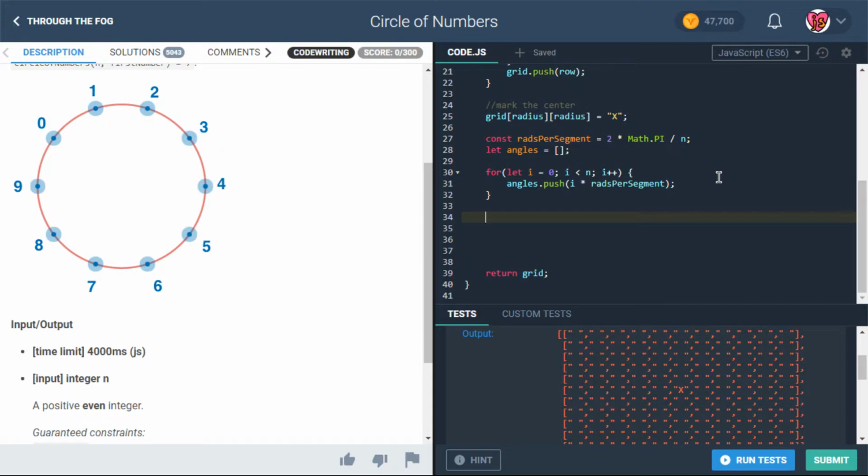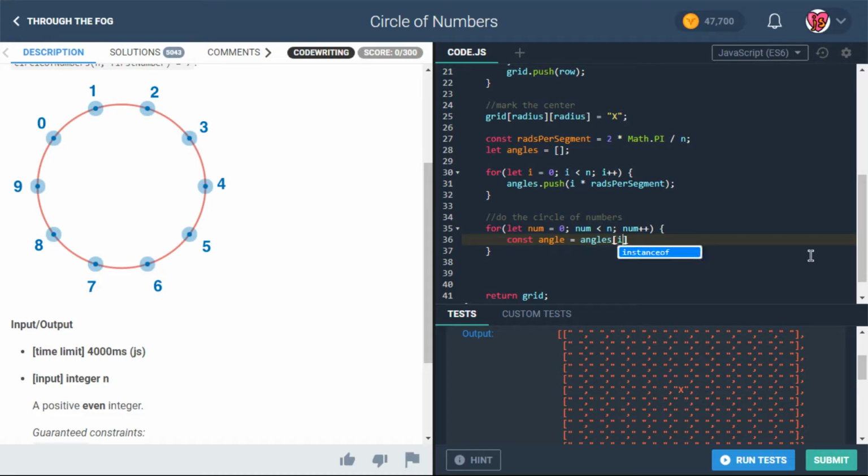Okay, so now let's actually do the circle of numbers. We're going to do a loop. It's going to say for let num be assigned a value of 0, num is less than n, and num plus plus. So num is the actual 0, the 1, the 2, all those kinds of things. Then we're going to say const angle is assigned the value of angles at num.